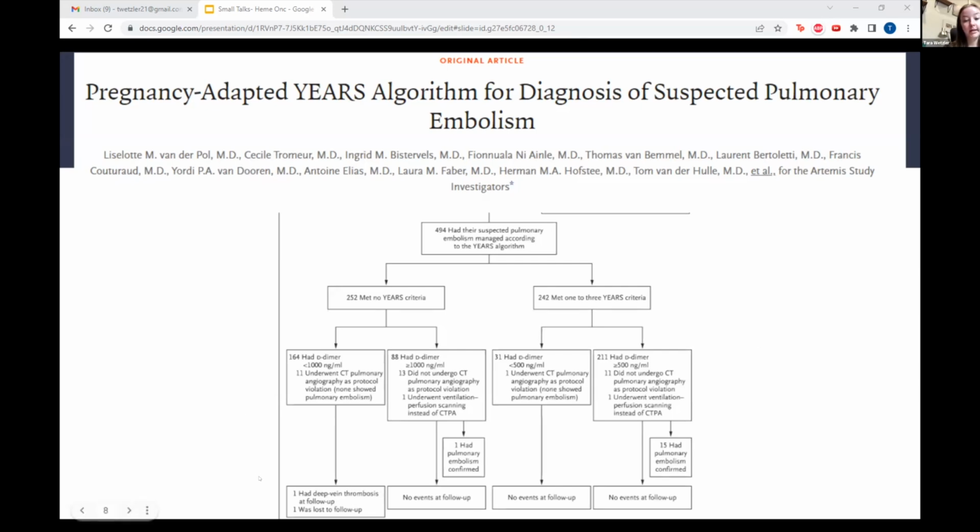Barring the protocol violations, though, there were 16 pulmonary embolisms that were confirmed. And in terms of events at follow-up, the only one that they had was a DVT, and one person was lost to follow-up, but otherwise there were no events detected at follow-up.